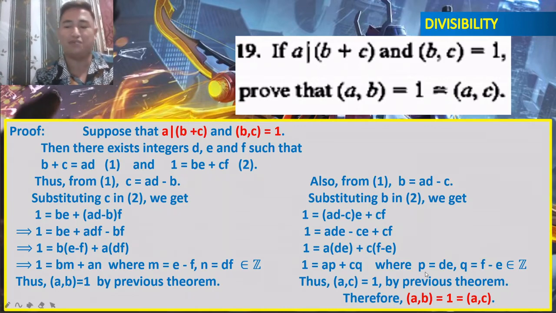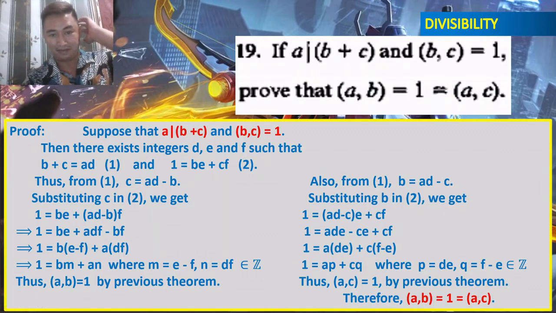So, by previous theorem na ganina, nag-prove, the GCD of AC is equal to 1. Therefore, na-prove na nata ni kani siya. Si AB, the GCD of AB equals 1 is equal to AC. Okay, pero sila equal ni 1. Okay, done.